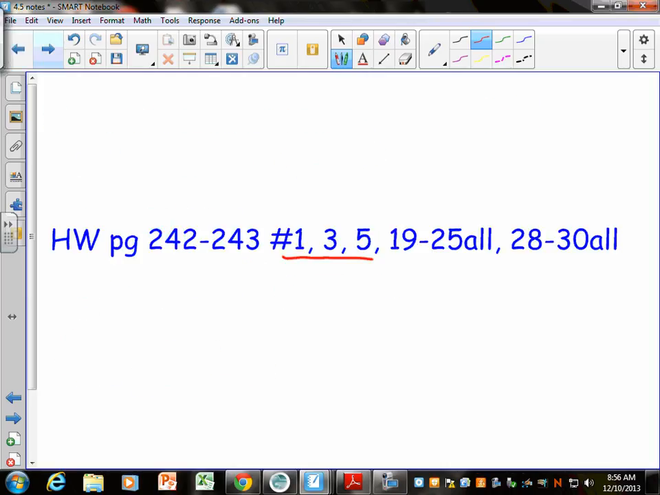So you need to finish this homework. If you didn't do 1, 3, and 5 yesterday, then you have 3 more added on today. But 19 through 25 all and 28 through 30 all, I'm pretty sure those are all differentials, which are not very bad to do. I also have a worksheet over optimization because I feel like if you weren't so close to time, I would give you that anyway.